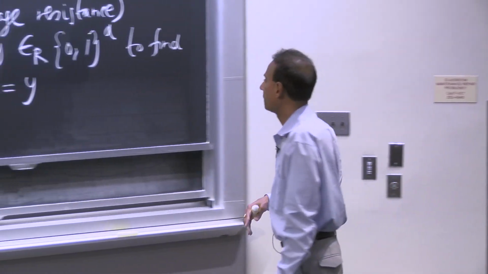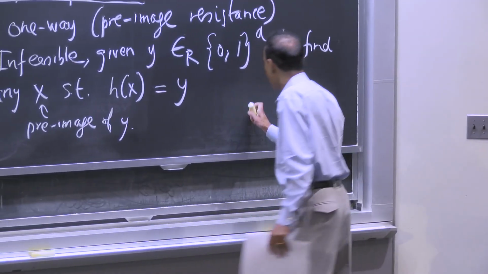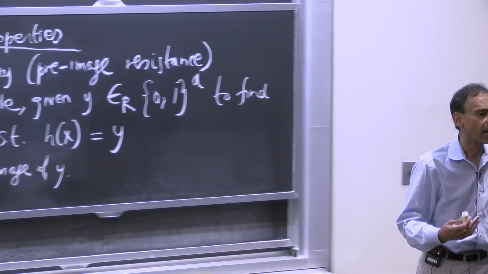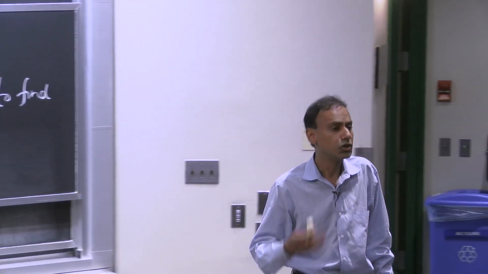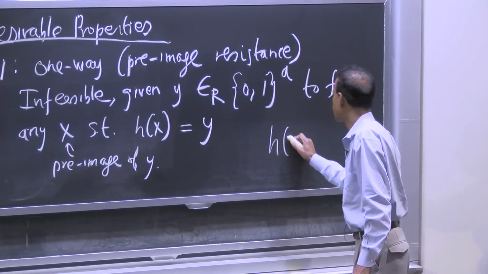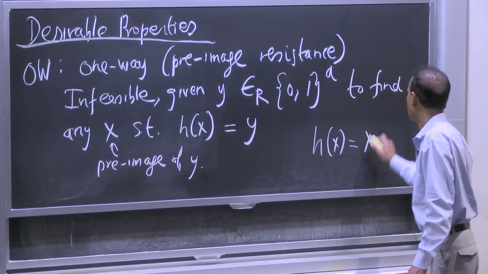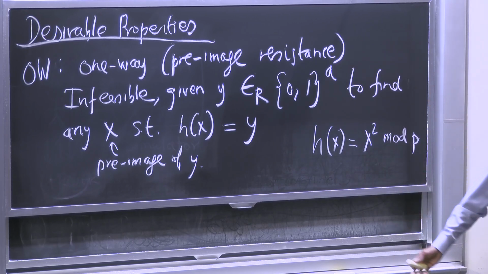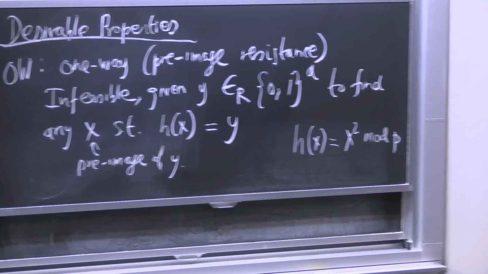But what should be clear is that the simple hash functions that we've looked at in the past just to build dictionaries do not satisfy this, right? So suppose I had h of x equals x squared mod p. Is this one way given a public p? No, of course not, right?